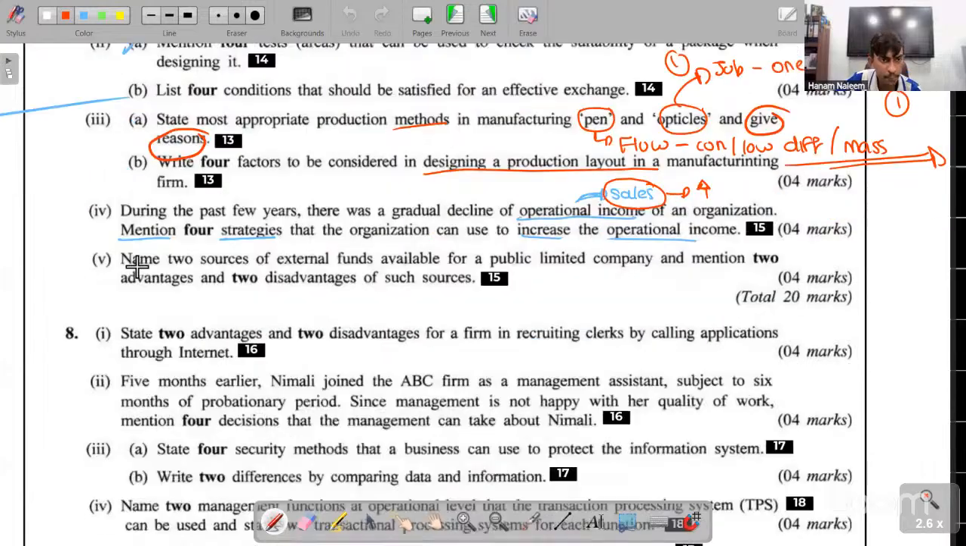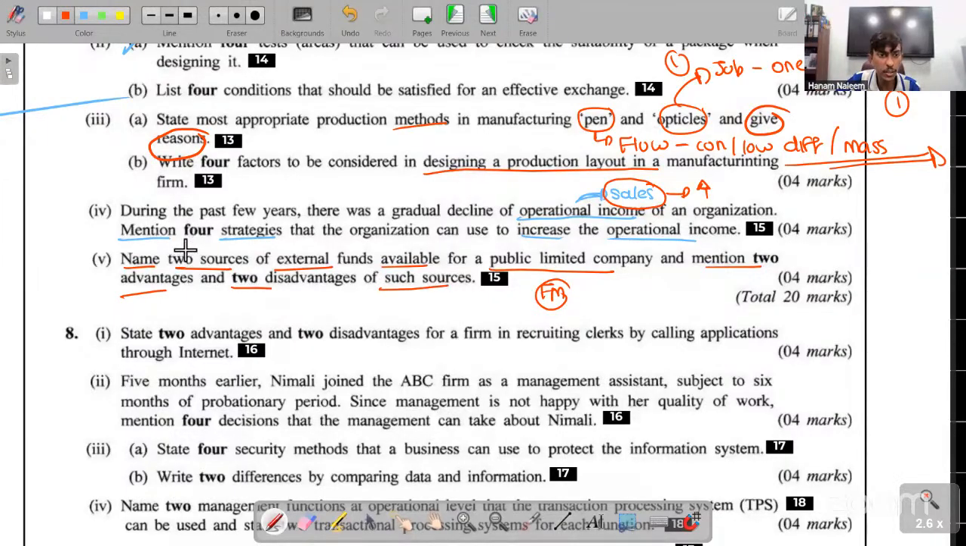Then, name two sources of external funds available. So they're asking for two ways you can get money from external parties for a public limited company. Usually when you're studying financial management, you have to assume that you're talking about the finance of a PLC, not a sole proprietorship or partnership. And mention two advantages and two disadvantages of such sources.